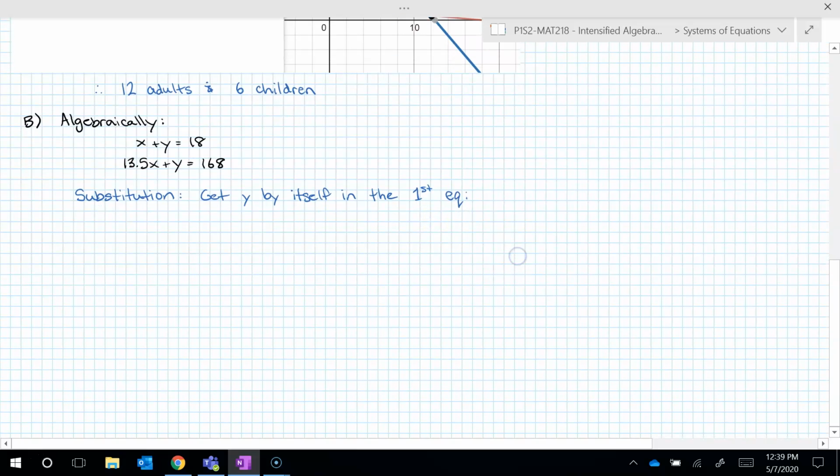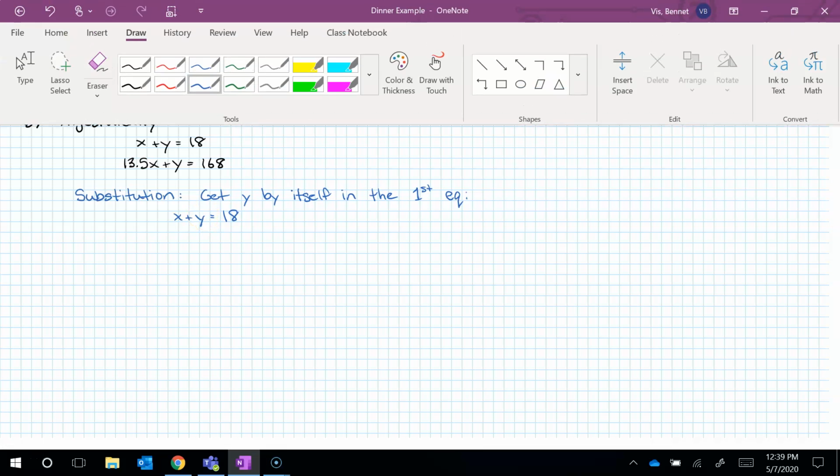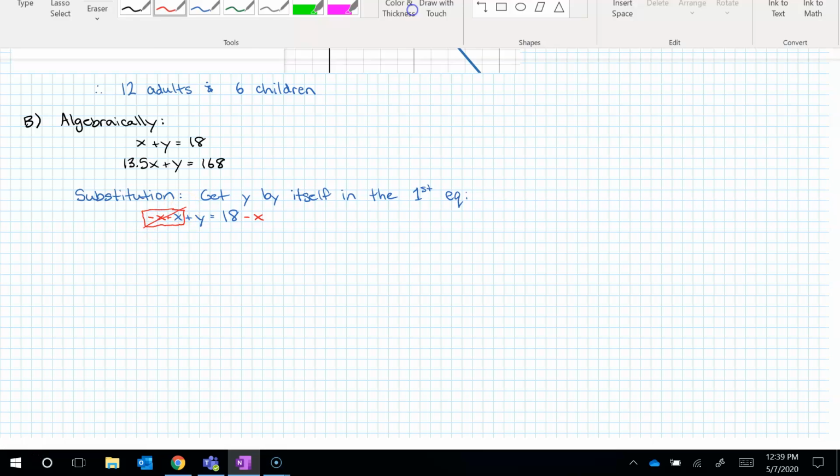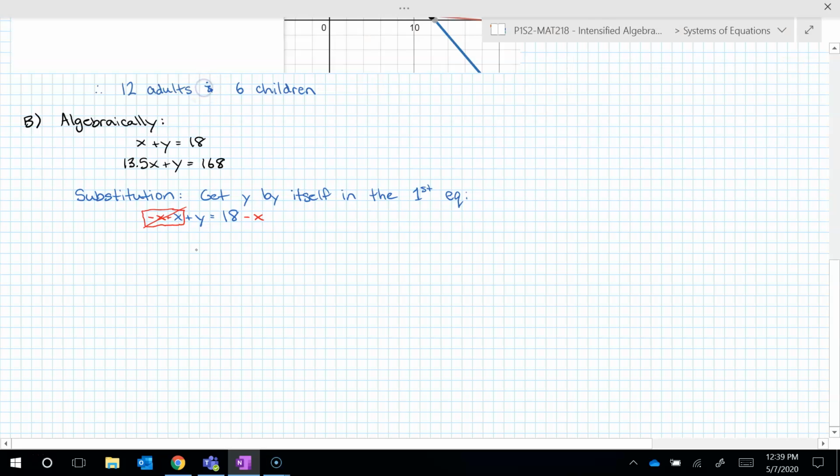Right. So to do that, we have x plus y equals 18. If I want to get y by itself here, what I can do is add a negative x, or subtract an x from both sides of this equation, right? This becomes that zero pair that's going to go away. And so if x plus y equals 18, then I know that y is 18 minus x, right? It's another way that I could write that. If they add together to make 18, when I subtract one from 18, I'll get the other.